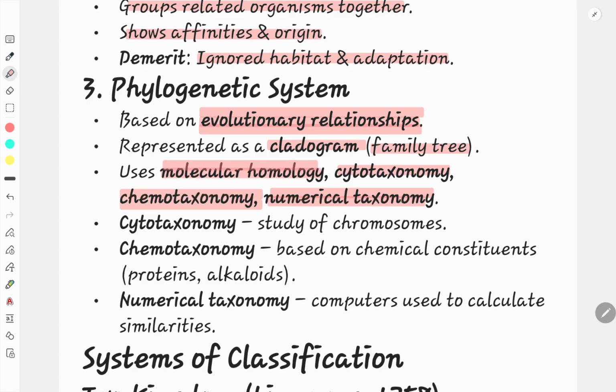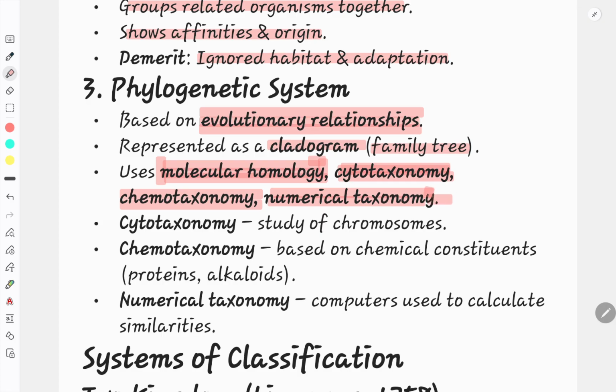What are these terms? These are related to the biochemicals which are present inside the body of organisms. For example, a certain flower or group of flowers produces a certain nectar which attracts animals, and they all have a similar fragrance. Based upon that, molecular cytology, chemotaxonomy and numerical taxonomy.